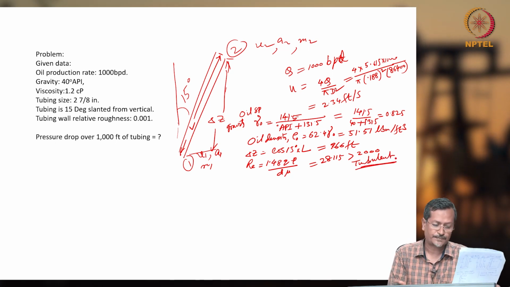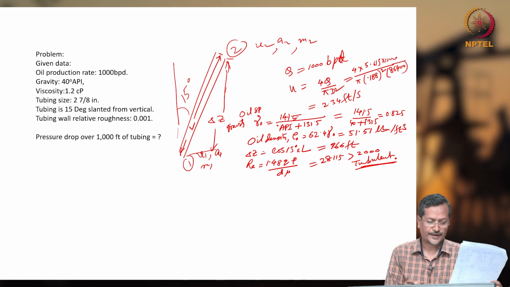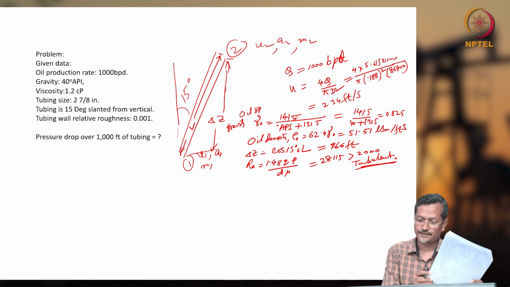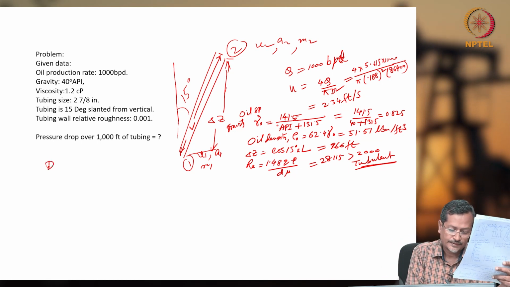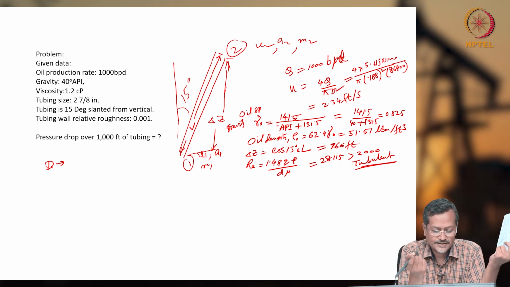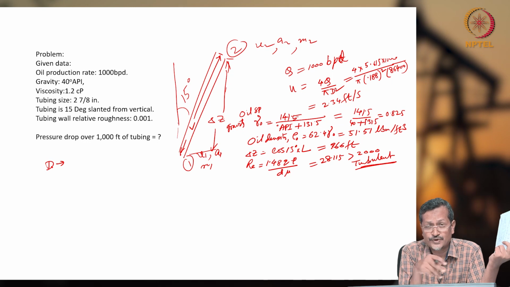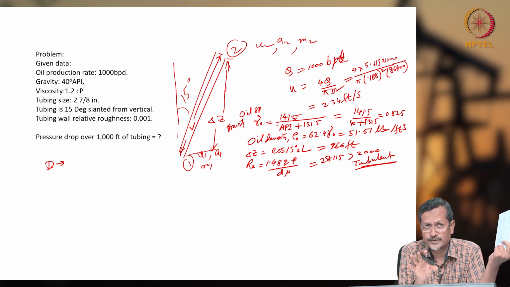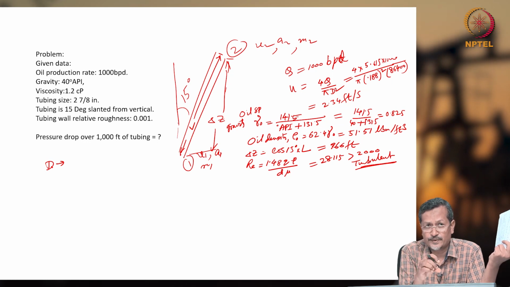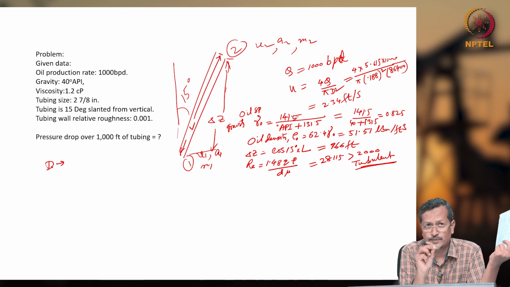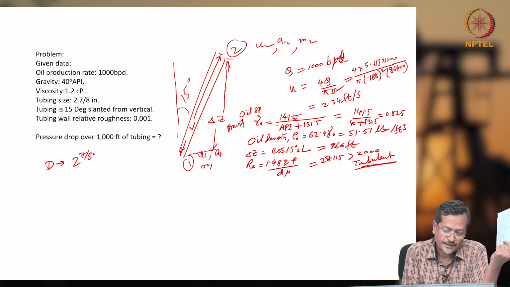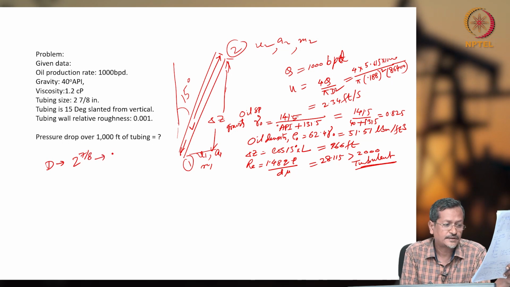So we are getting turbulent zone. When you are getting turbulent zone, one thing I forgot to mention is D, tubing diameter. When a problem is given with a tubing size, actually the outer diameter will be given. So the inner diameter you have to assume, or a table will be given, or they will give the inner diameter. If you are not using the inner diameter, using outer diameter only, your solution will be wrong.